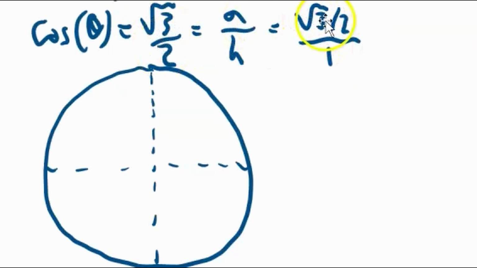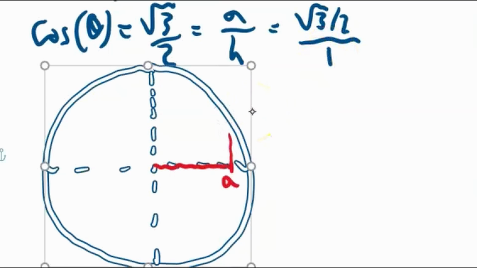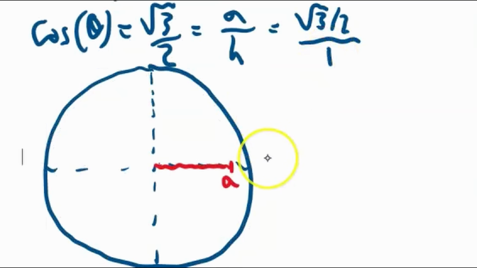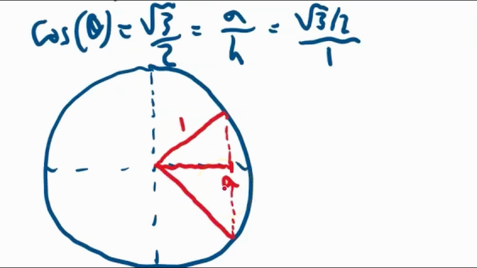The adjacent is positive because the hypotenuse is always positive. So this is some positive here. I'll just write A just so it doesn't get too messy. And the hypotenuse is 1, so this isn't to scale. There we go. That's 1. That's the hypotenuse. Now we could also go down as well. And if we go down, we still have a positive A.